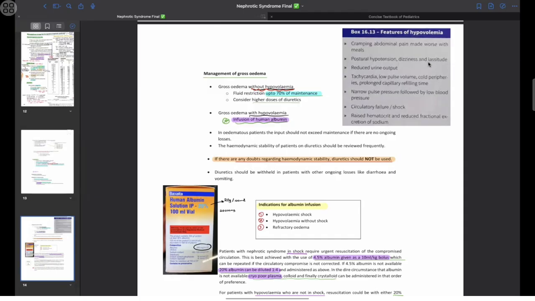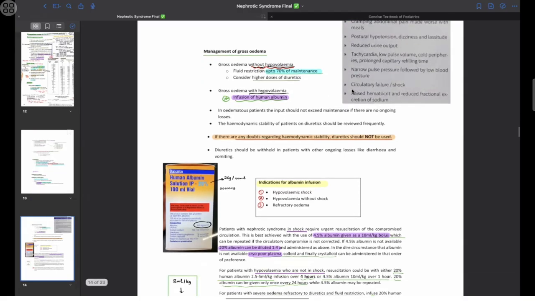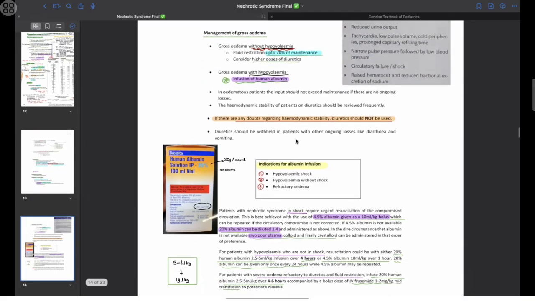Then they can get postural hypotension, dizziness, lassitude, and urine output can be reduced. They can get tachycardia, a reflex tachycardia, pulse volume will be low, cold peripheries, prolonged capillary refill time, and pulse pressure can be narrow, followed by low blood pressure. Initially, pulse pressure is narrow because of the reflex reaction that occurs. Then they will develop low blood pressure, then can go into circulatory failure or shock. Your hematocrit can be raised because there is hypovolemia and the concentration will increase. Then you get reduced fractional excretion of sodium, as with pre-renal AKI.